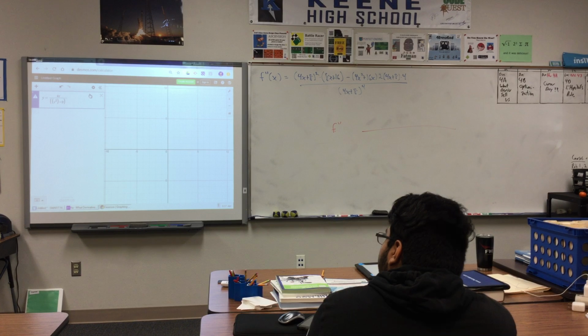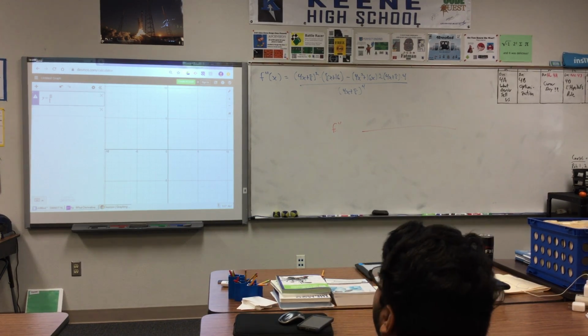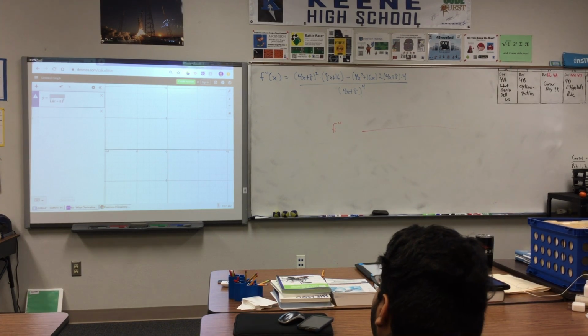Alright, so make sure I'm typing this in properly here. So y equals, do the denominator first. This is the easy part. 4x plus 8 to 4. Alright? Oh, you put it with 2. You messed it up. Alright, I messed up the easy part here. Alright, so 4x plus 8 squared times 8x plus 16.